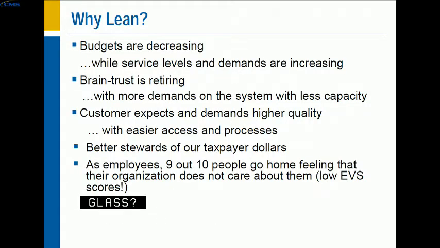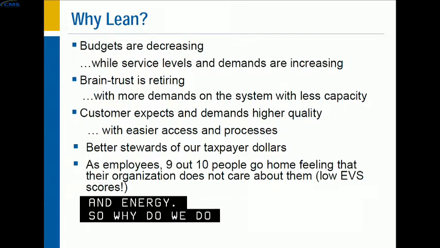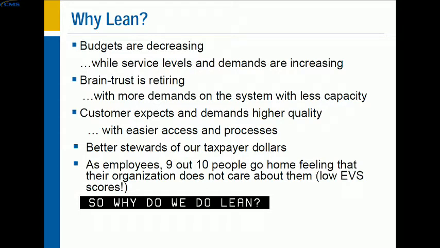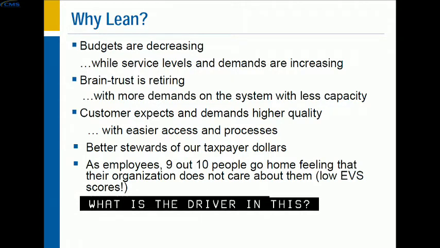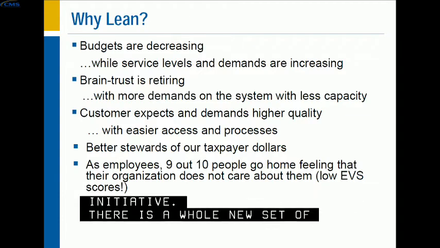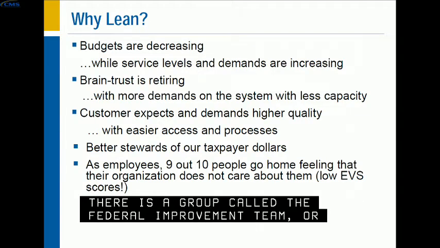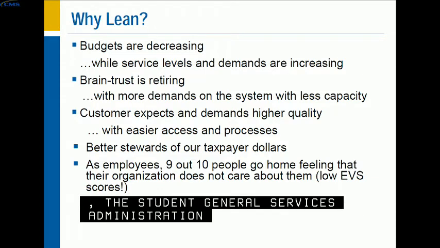So why do we do Lean? What was the driver at CMS? So I just actually at noon gave a talk to a federal initiative. There's a whole set of Lean initiatives across the federal government. There's a group called the Federal Improvement Team, or FIT. It's organized through the General Services Administration, GSA. And they organize Lean at the Army, at the Marines, at the USDA, at EPA.